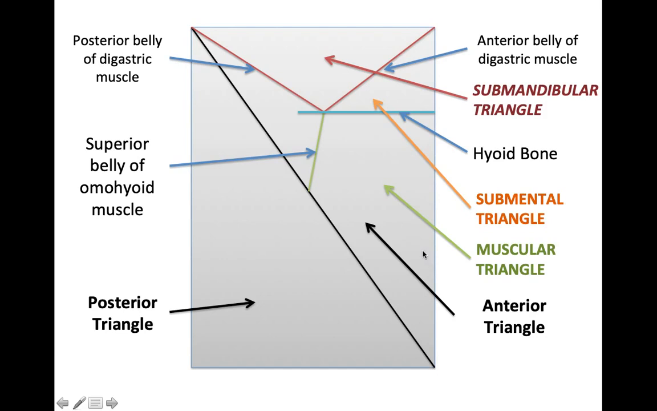Then superiorly you have the superior belly of omohyoid muscle, and inferiorly you have the anterior border of sternocleidomastoid muscle. The contents of this muscular triangle are the infrahyoid muscles.